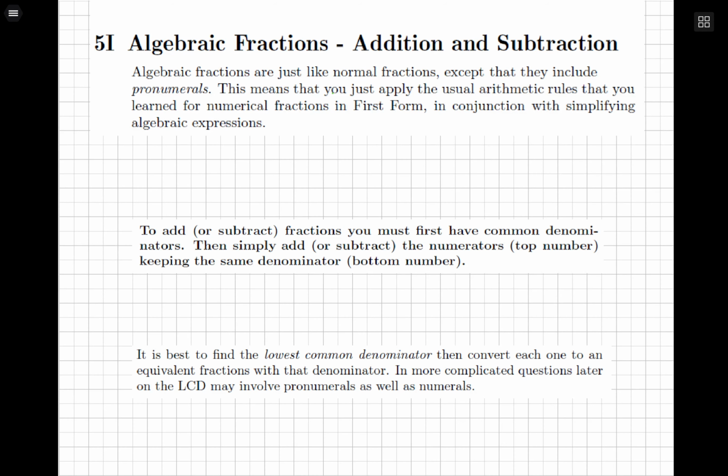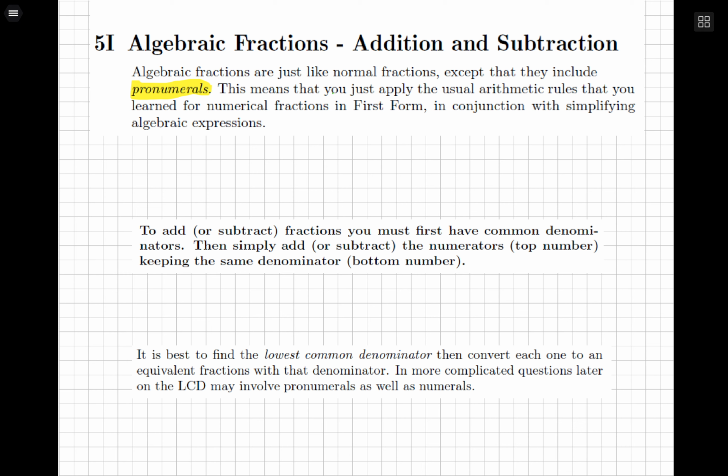Okay, today we're going to talk about addition and subtraction of algebraic fractions. So that's section 5A of your text. It starts off by saying algebraic fractions are just like normal fractions except they include pronumerals. Pronumerals you've met before, that's when you use letters to stand in the place of numbers you don't know the value of. This means you just apply the usual arithmetic rules that you learned for numerical fractions in conjunction with simplifying algebraic expressions.